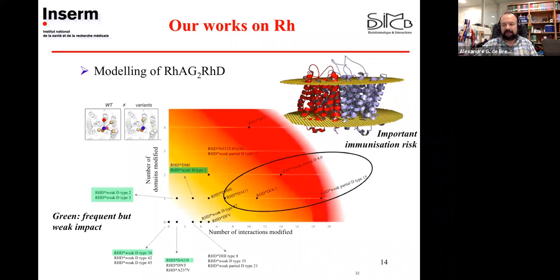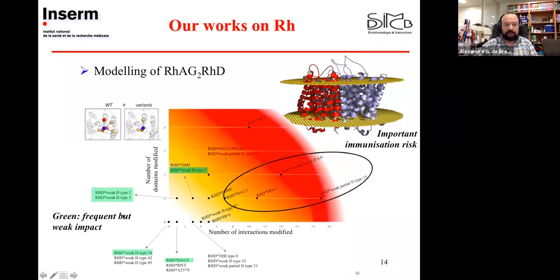We have a little bit less than 20 different variants that can be categorized as important, where you have a lot of immunization risk, and others that are frequent but with weak impact in terms of transfusion. We have modeled these punctual variants using Squirrel. Here you have the result on this plot. On the x-axis, you have the number of interactions that have been modified between the reference and the new variants, going to 20 at the end. And on the y-axis, you have the number of helices that have also been modified in terms of interaction.